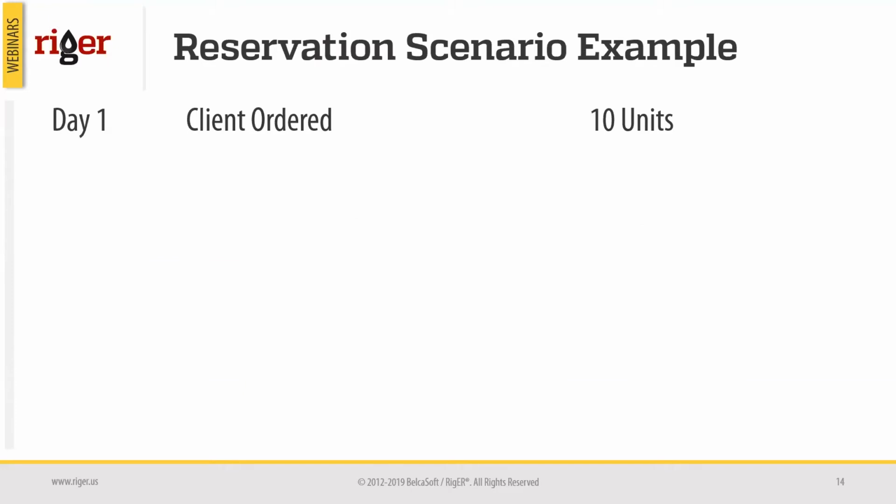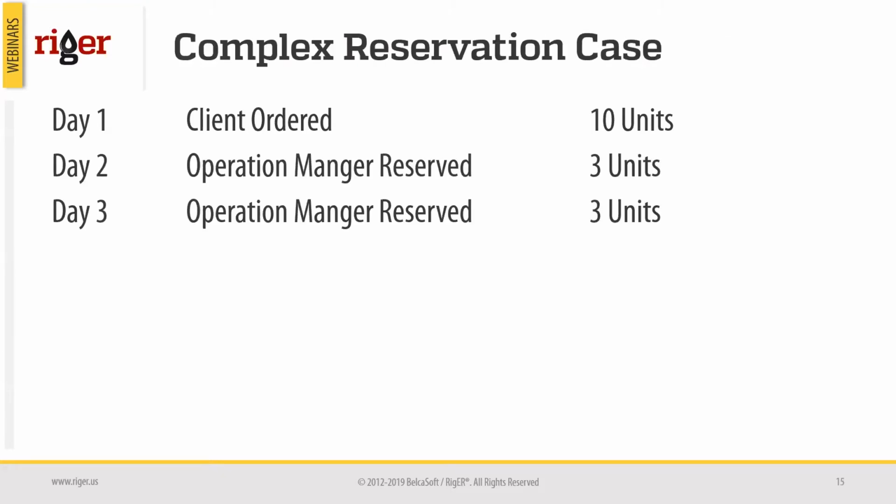So let me show you one reservation scenario example, which we replicate in RigER. Say, for example, we have a client order for 10 units for a particular location, and we start preparing this job and start reserving. On day two, we add 2 units to the reserve. On day three, we add 3 more units to the reserve. So in total we have 10 units requested and 6 units reserved for this request.